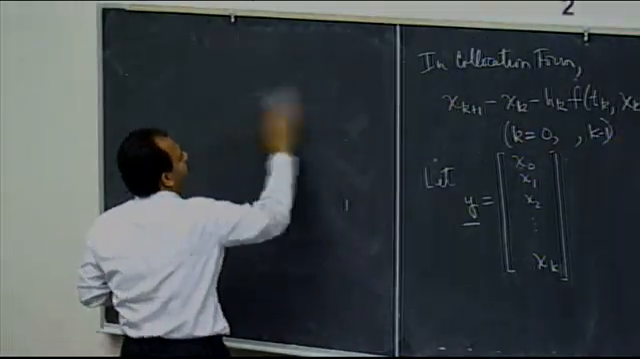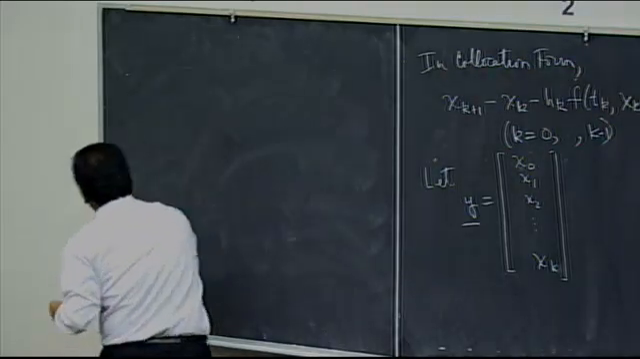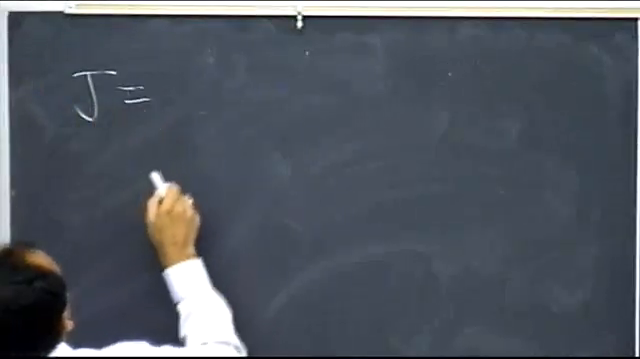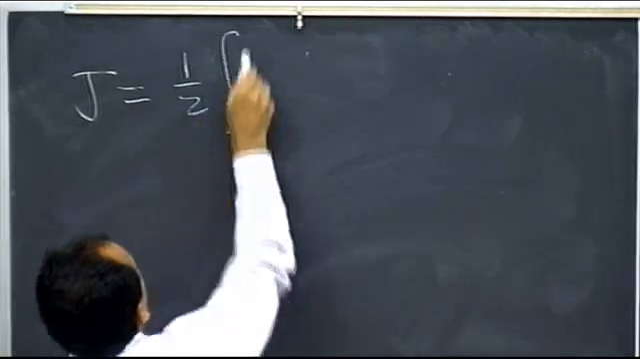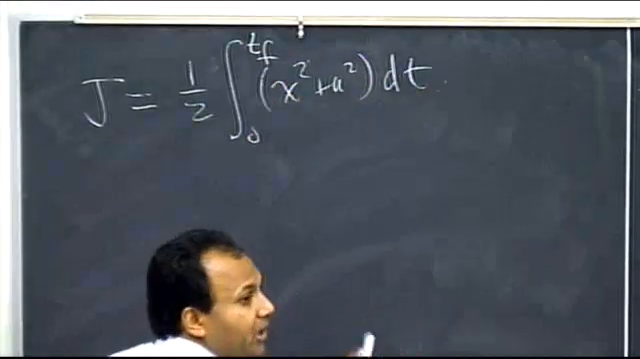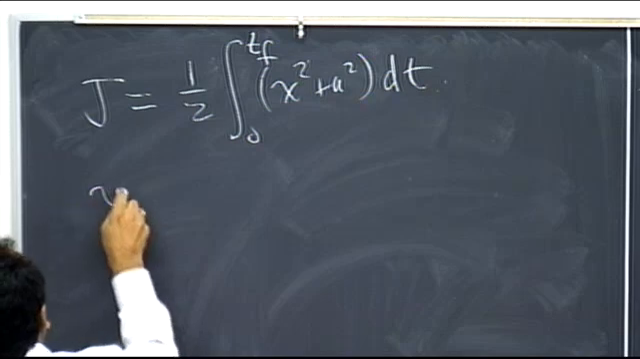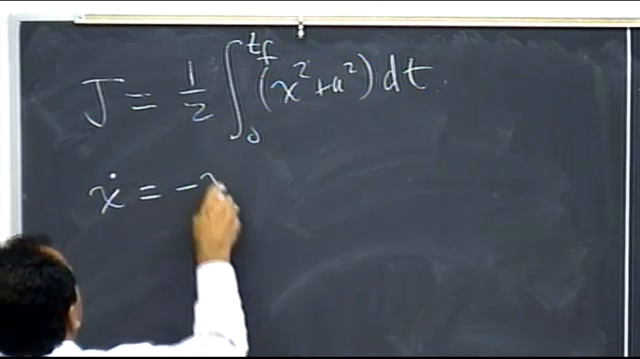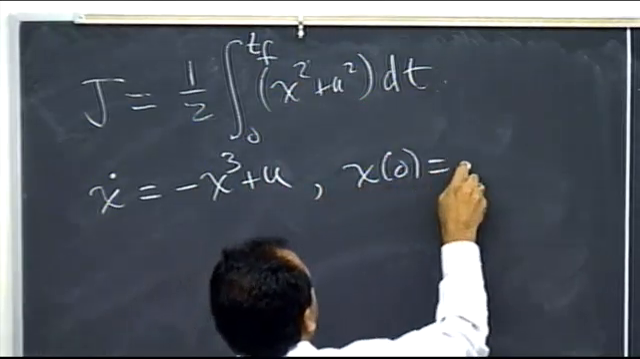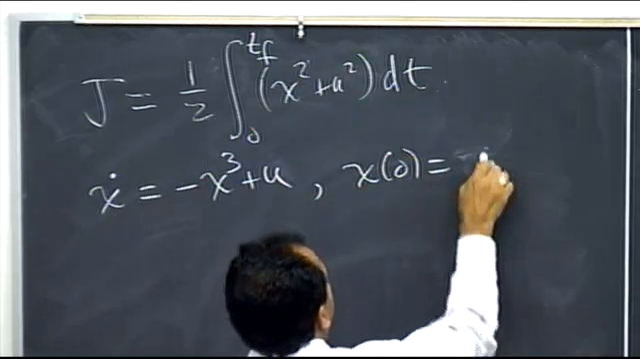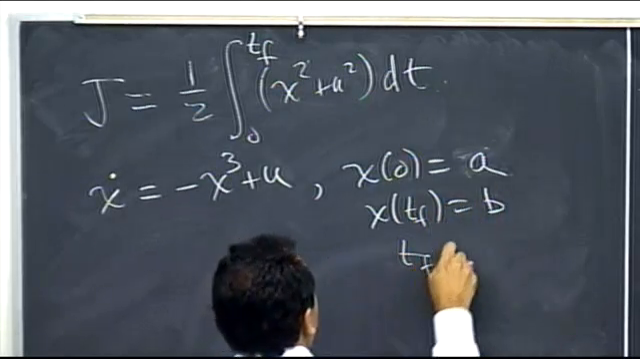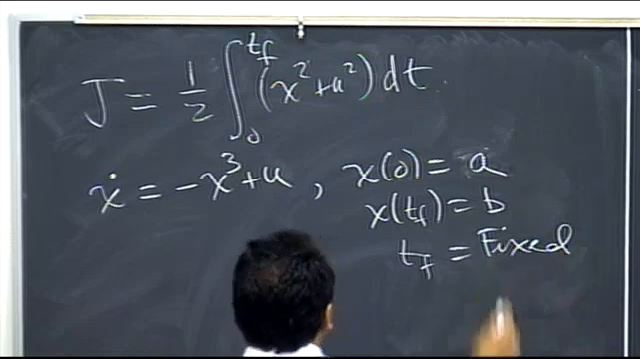So here's the problem. It's actually a really interesting problem, but it looks like this. The cost function is a quadratic cost, 1/2 the integral from 0 to tf of x squared plus u squared dt. I don't want to do a linear problem, so I picked this problem on purpose. x dot is equal to minus x cubed plus u. And I have the following boundary conditions. x at 0 is equal to a. x at tf is equal to b. And tf is fixed. So this is a simple optimal control problem.